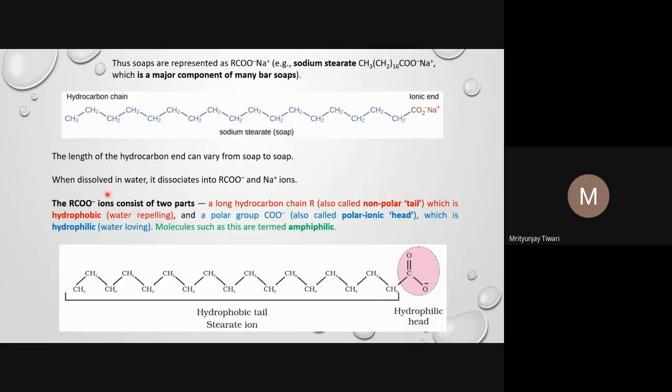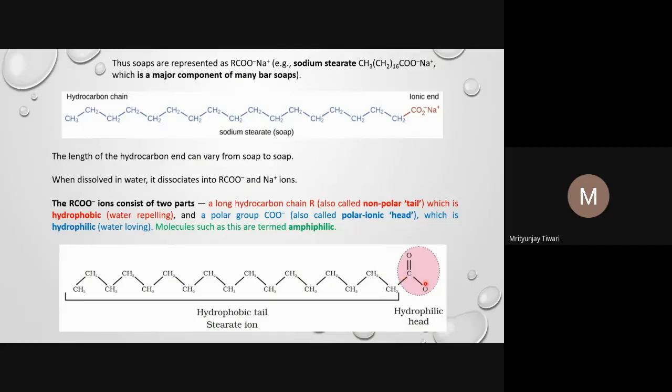The RCOO minus ion consists of two parts: a long hydrocarbon chain R, also called the non-polar tail, which is hydrophobic, meaning water repelling, and a polar group COO minus, also called the polar ionic head, which is hydrophilic or water loving. Molecules such as these are termed amphiphilic. As I said earlier, this is an amphiphilic ion. This portion is hydrophilic and this portion is hydrophobic, and both are there in the same ion.